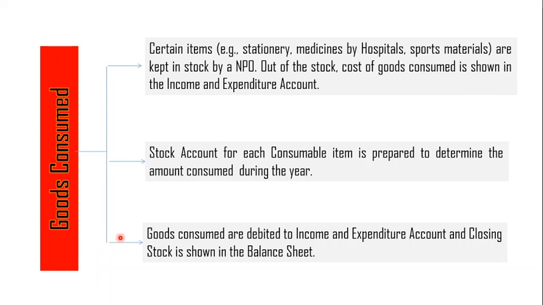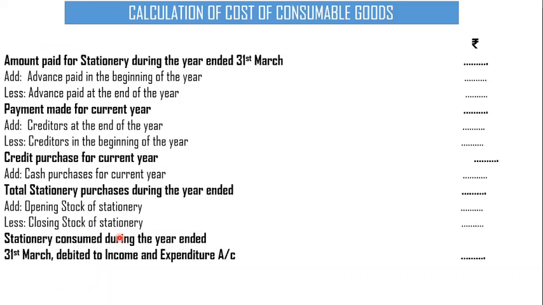Okay, but let's have a look. See, this is what I explained to you just now. Total stationery purchased during the year, if this amount is given to you, of course it will be given in your receipts and payments account on the credit side. Add opening, less closing, will give you the amount consumed.